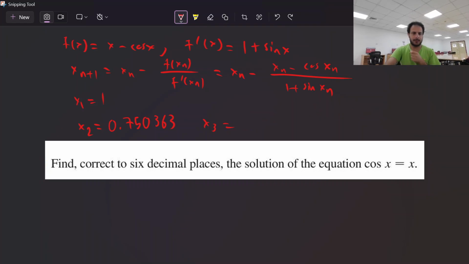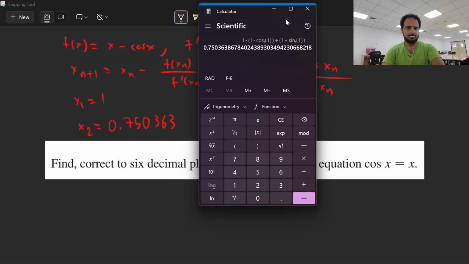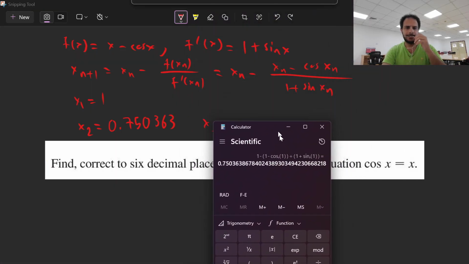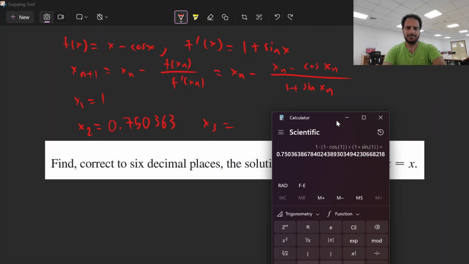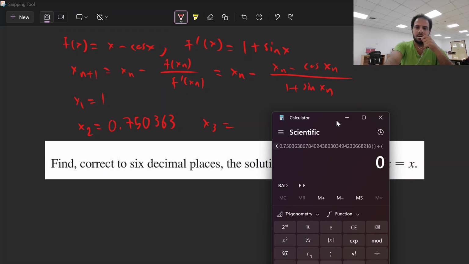So let's do it. So now Control C, Control V, minus, open the parentheses, Control V, minus, Control V, cosine, close the parentheses, divide, then open parentheses, 1 plus Control V, sine, close the parentheses, you get this number.